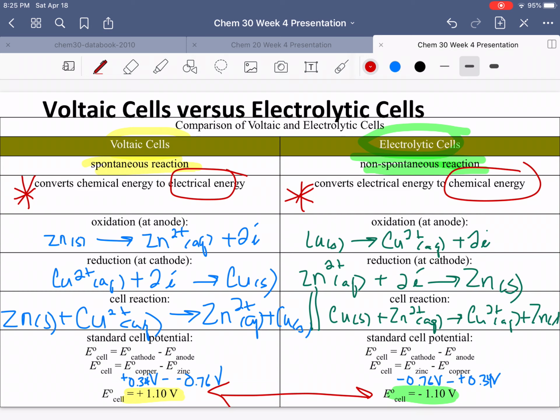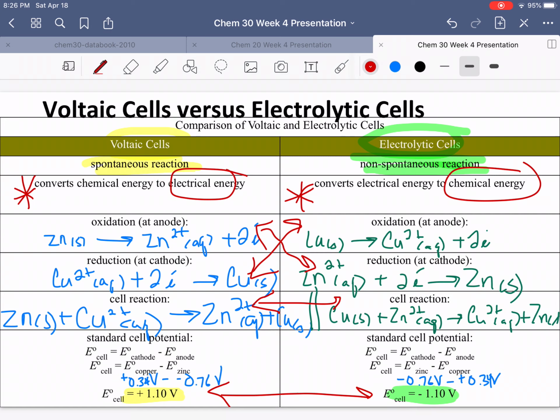Take note here that we have flips between our oxidation and reduction reactions, and a flip between the reduction and oxidation reactions of voltaic versus electrolytic cells. That same flip, switch opposite, is seen for the net cell reactions. Knowing the distinctions and comparisons of voltaic cells versus electrolytic cells is a significant concept, guys. It's really important that you have that understanding between the two of them.